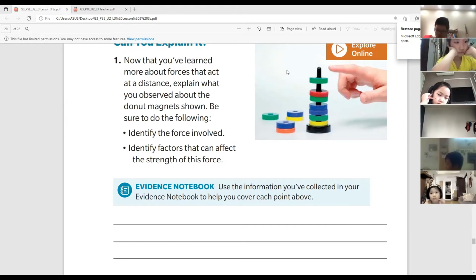Cherry, what did you write? I think Cherry disconnected. I do not see her anymore. Okay, it looks like Cherry disconnected right now. So Sarah, what did you write down?